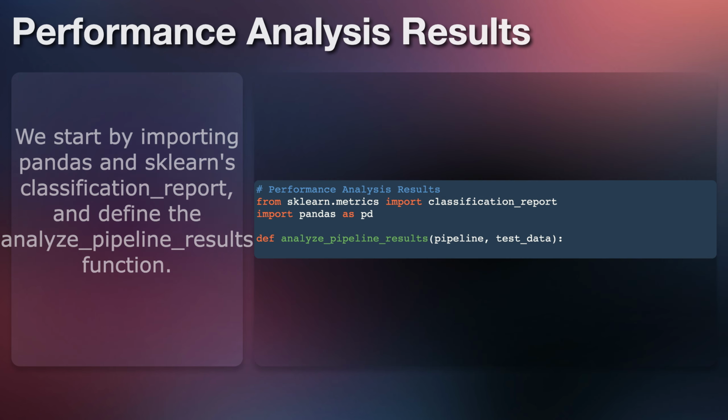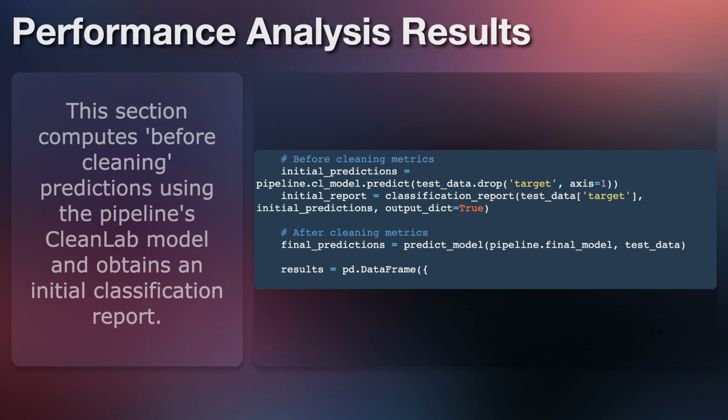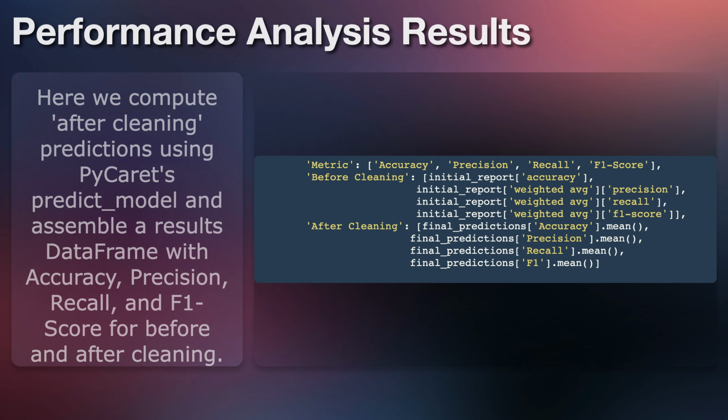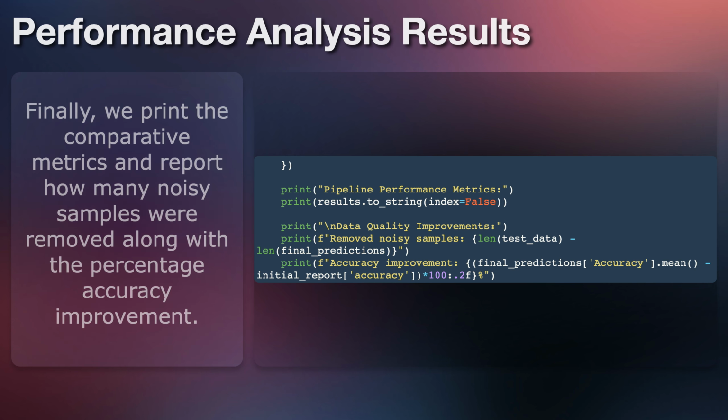We start by importing Pandas and Sklearn's classification report and define the analyze_pipeline_results function. This section computes before-cleaning predictions using the pipeline's CleanLab model and obtains an initial classification report. Here we compute after-cleaning predictions using PyCaret's predict_model and assemble a results data frame with accuracy, precision, recall, and F1 score for before and after cleaning. Finally, we print the comparative metrics and report how many noisy samples were removed, along with the percentage accuracy improvement.